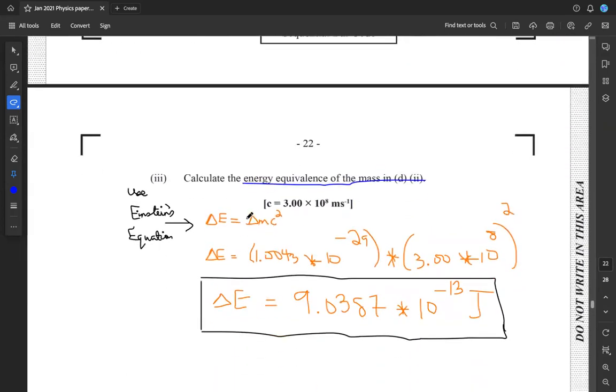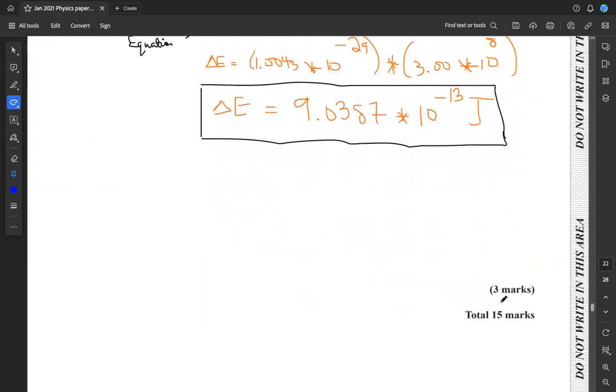And so when we came down here, all we had to do was plug in that delta M here, and then plug in our C, which is the speed of light, and square that. So it's C squared. So we're going to square our C term, and then just multiply everything together, and we'll come out with the energy equivalence of that mass that we calculated above. So delta E, in this case, ended up being 9.0387 times 10 to the negative 13 joules. Remember our units. Units are important. So it's 9.0387 times 10 to the negative 13 joules. And that's worth 3 marks, and that's the end of this question.